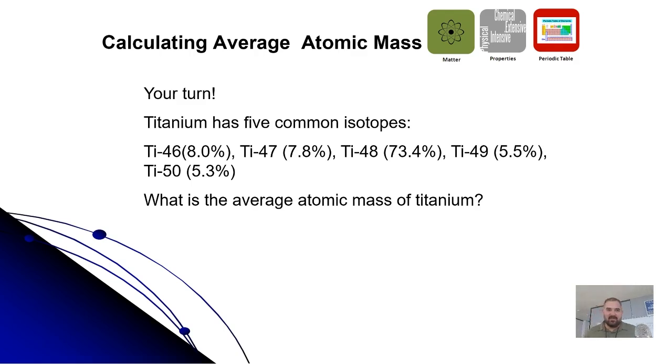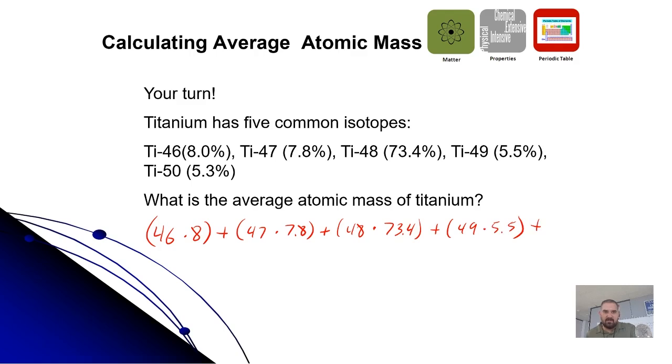Okay, so let's go ahead and solve this one real quick. This one is just like the last one. So we got 46 times 8, close parentheses, plus 47 times 7.8, close parentheses, plus 48 times 73.4, close parentheses, plus 49 times 5.5, close parentheses, plus 50 times 5.3, close parentheses, and then all of this divided by 100.